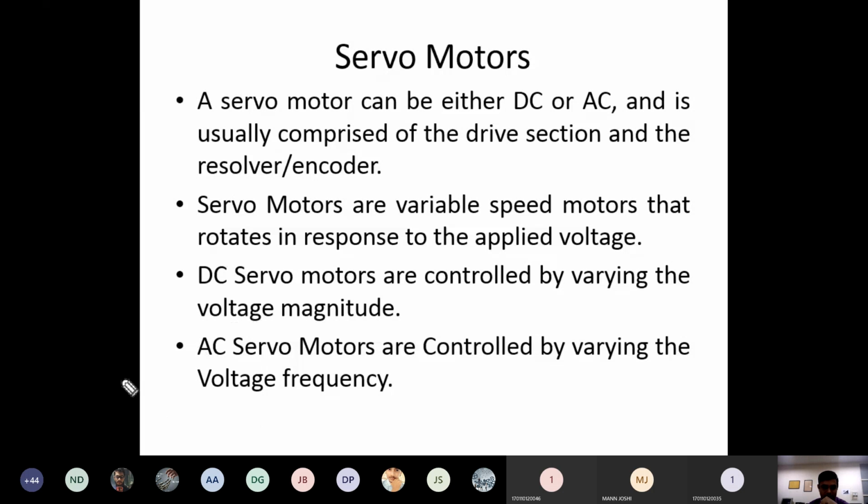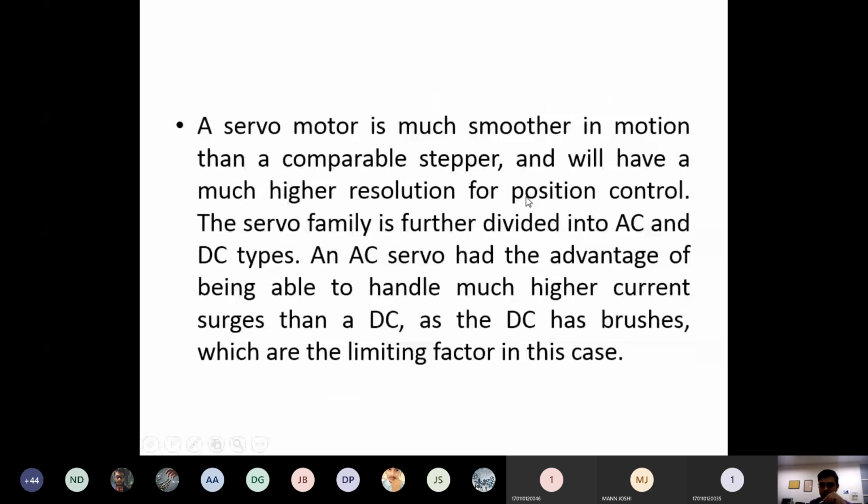These two words are very important because the DC motor is connected with the circuit, and based on that we get the voltage. So based on the voltage magnitude we control the DC servo motor, and based on the voltage frequency we control the AC servo motor. So remember these two words. Now the comparison between AC and DC servo motor is to be given.